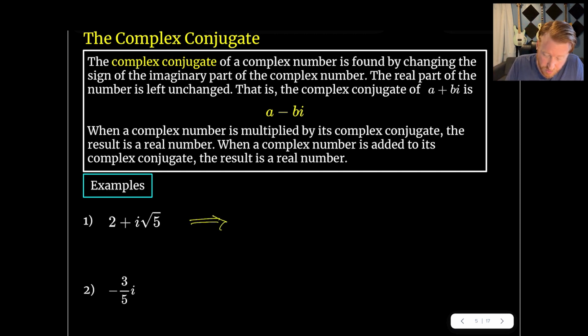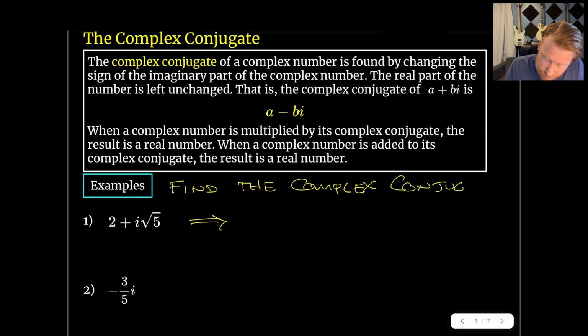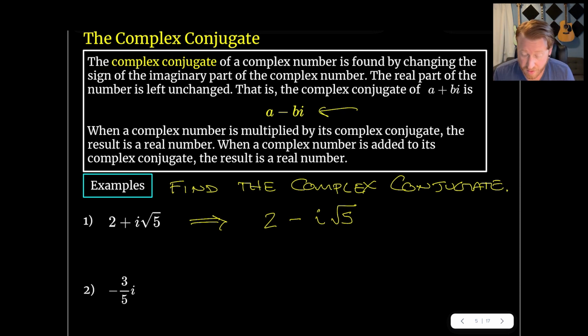So if I'm looking for the conjugate, I didn't write any directions here, but find the complex conjugate, which means we're just going to change the sign on the imaginary portion of this complex number. So finding the complex conjugate of this means we're going to write 2 minus i square root of 5. I think in some of the examples we've put the i on the back end of the real number on the imaginary part there.